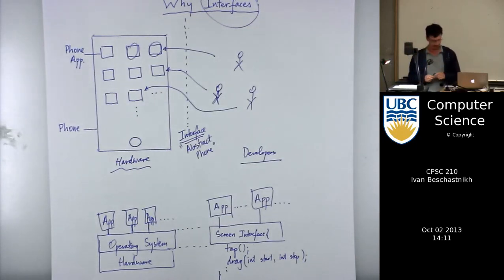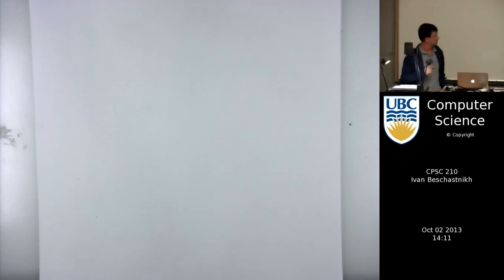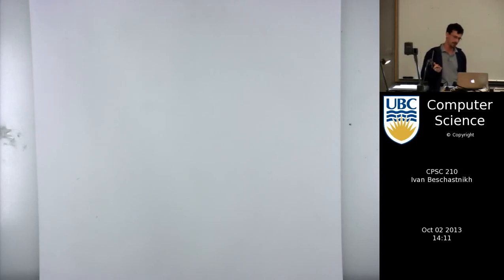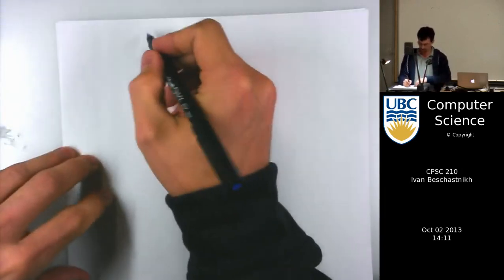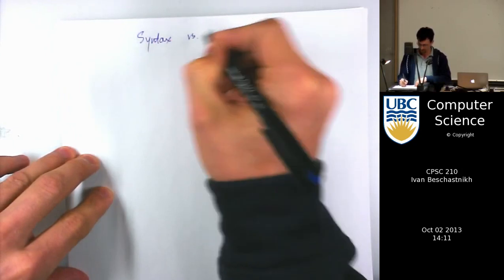So that's interfaces. Okay. So let's get to type substitution. So the context for type substitution is really one of semantics of a statement in a programming language. So let's take a look at a very simple example of syntax versus semantics.